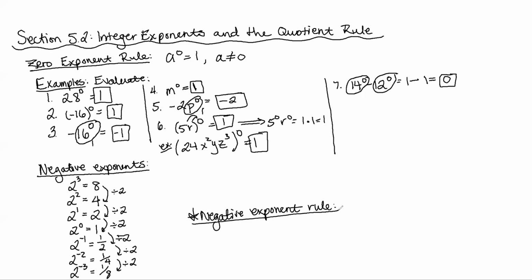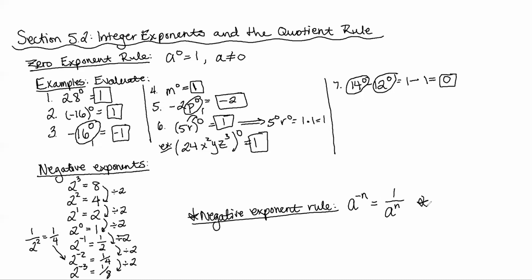What the negative exponent rule says is, if we have some number a raised to the negative n, this is the same thing as 1 over a to the positive n. And if we take a look at this one here, 2 to the negative second, if we put 1 over 2 to the positive second, then we get 1/4, which is exactly what we had. So this is a big one.